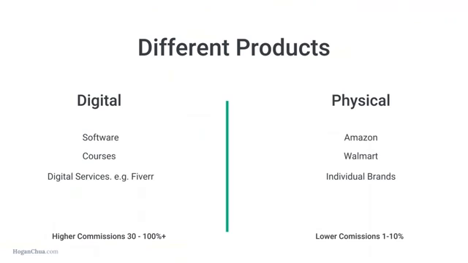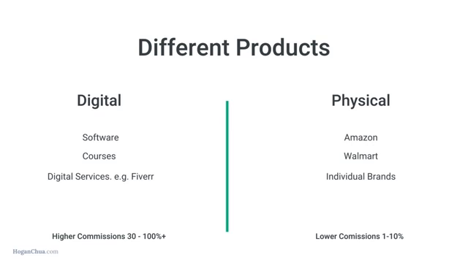As I mentioned before, there are two different types of products. You've got digital products and you've also got physical products. Digital products are like software, courses, even digital services. Example, Fiverr, which is an online marketplace with a lot of freelancers offering different types of services. These generally offer a higher commission rate, from like 30 to 100%. And generally, you don't need to make as many sales if you're promoting these products.